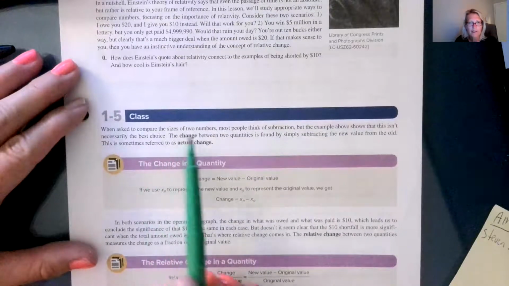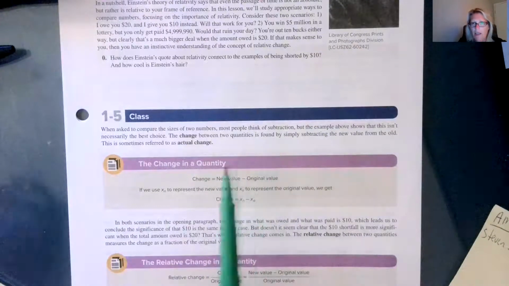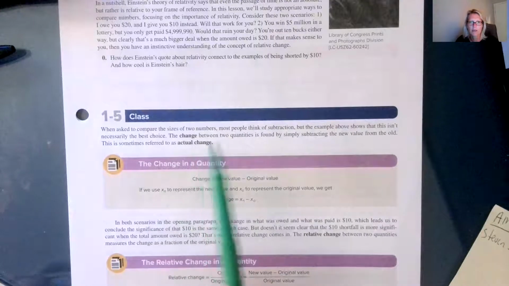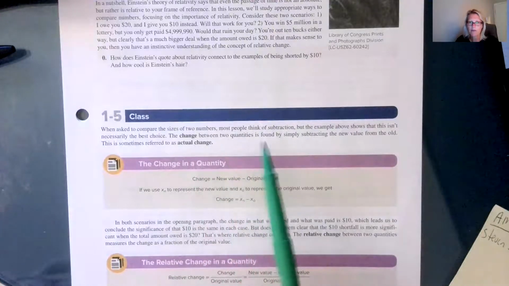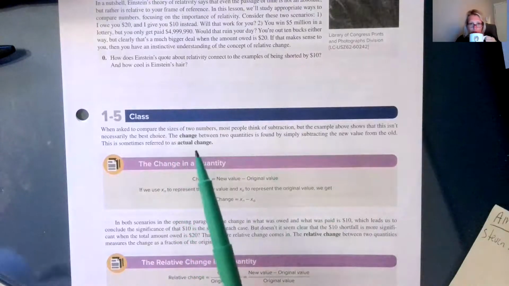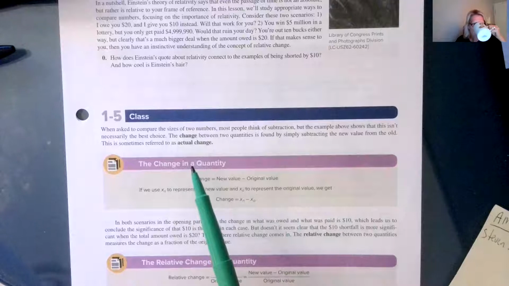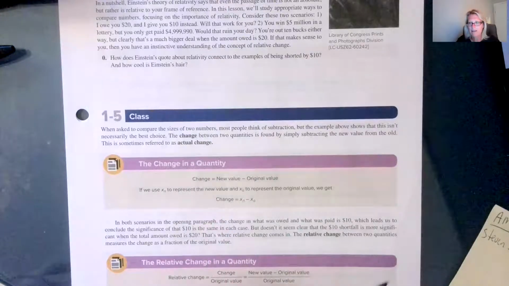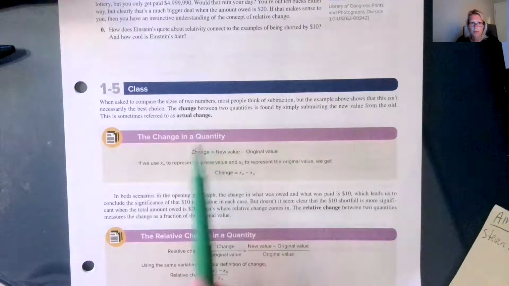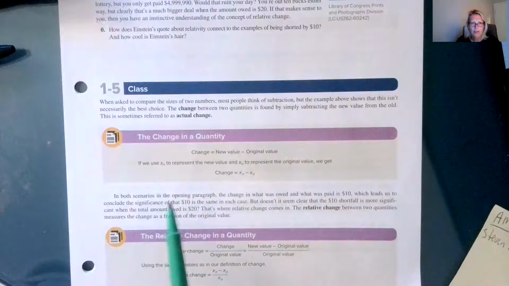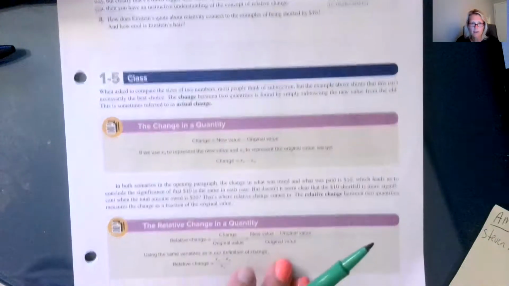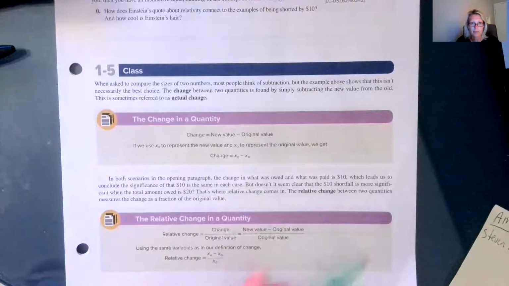So when asked to compare the sizes of two numbers, most people think of subtraction. But the example above shows that this isn't necessarily the best choice. The change between the two quantities is found by simply subtracting the old value from the new. This is sometimes referred to as actual change and the absolute difference. Okay, so here's some ways that you can represent that. In both scenarios in the opening paragraph, the change between what was owed and what was paid is $10, which leads us to conclude the significance of that $10 is the same in each case.